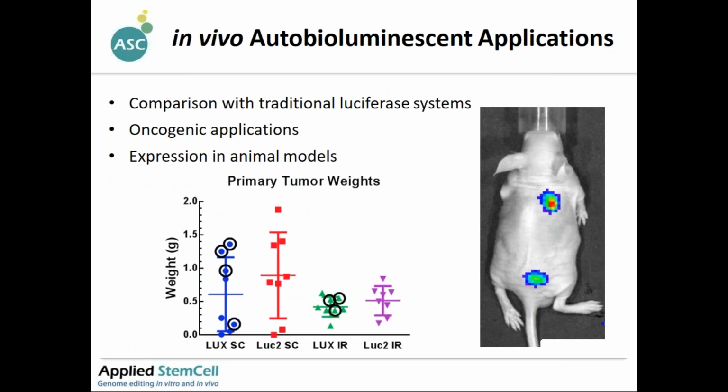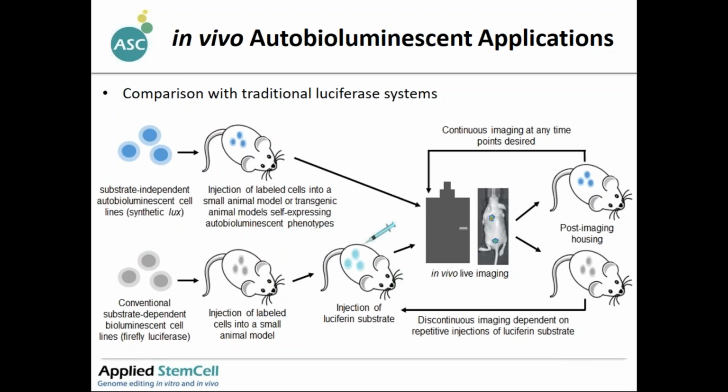After talking about the in vitro applications, I'd like to give a few examples of the application of autobioluminescent imaging for in vivo studies. Here's a very brief comparison of how autobioluminescent imaging compares with traditional luciferase systems. On the top of the graph, you'll see that you can inject the autobioluminescent cells into an animal, or you can develop transgenic animal models already expressing the autobioluminescent phenotype, and then you're good to go.